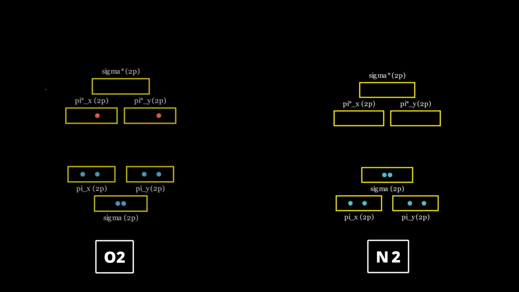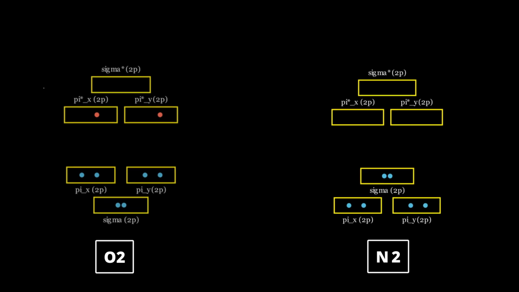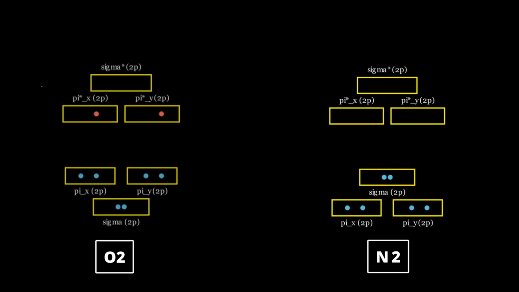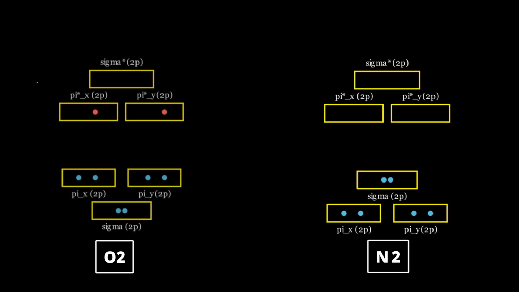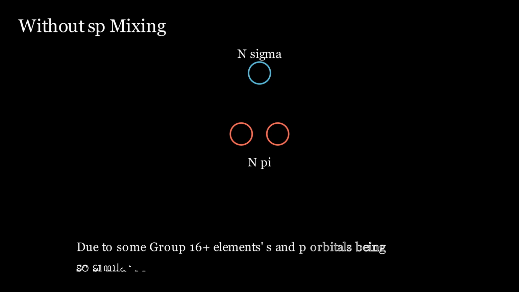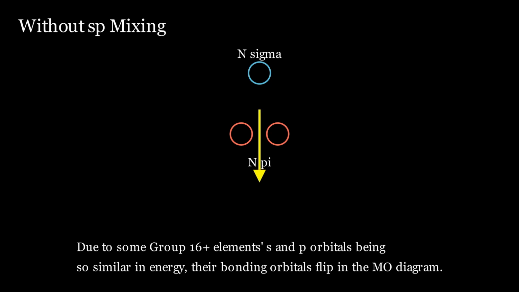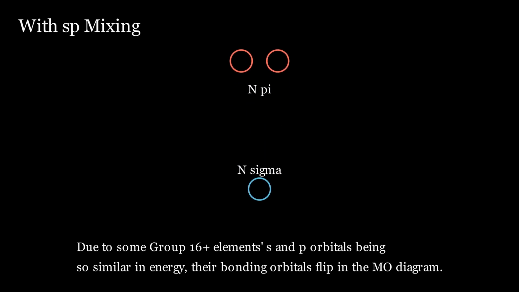If we see the one for nitrogen, for example, we can see that the MO diagram has its pi and sigma bonding orbitals flipped. This is because oxygen and the groups after it have something known as sp mixing. Sp mixing occurs when an atom's sigma and pi orbitals are so close in energy that they flip. This only happens to atoms in group 16, 17, and 18. From nitrogen to the left, the pi orbital always comes before the sigma orbitals in the bonding.